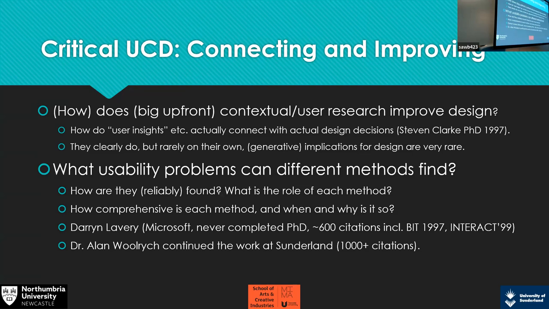Darren was concerned with how different methods find different usability problems, how reliably they're found, what's the role of each method, how comprehensive is each method, and when and why is it so. Darren didn't complete his PhD, but nevertheless has got 600 citations. So I think he certainly made his mark.